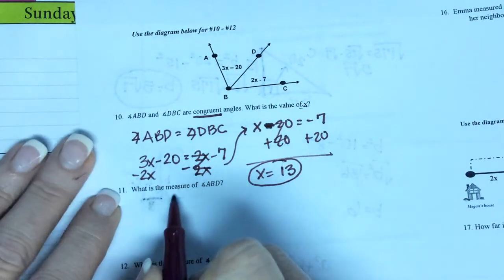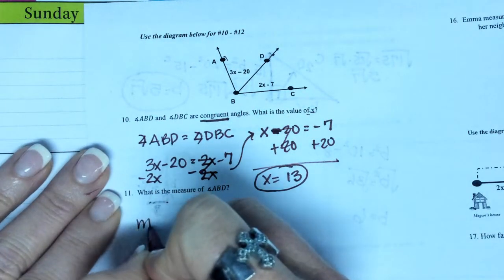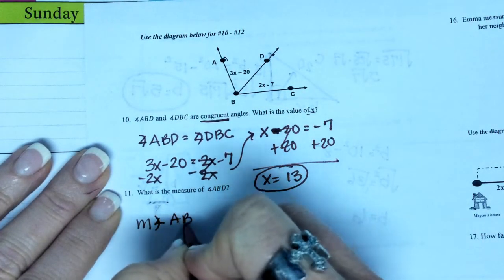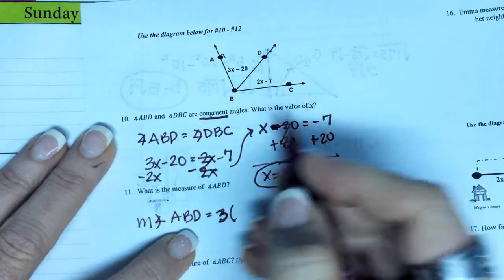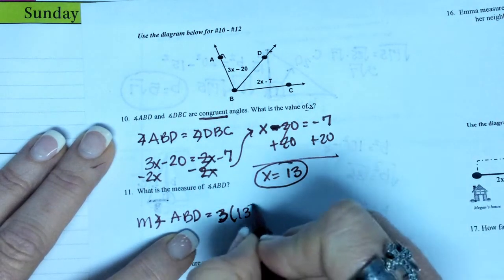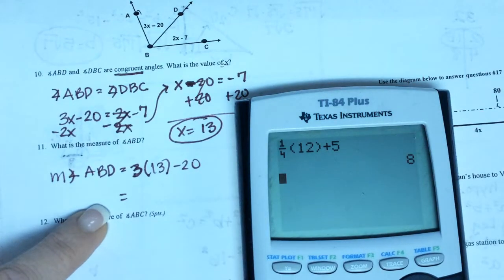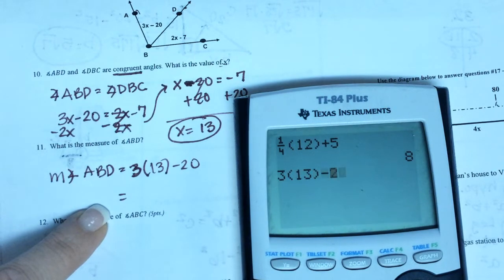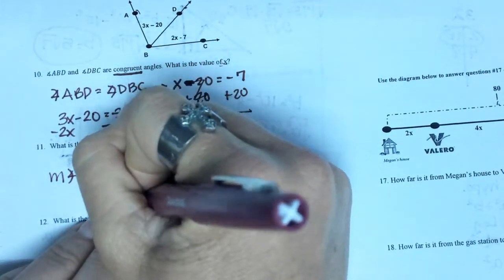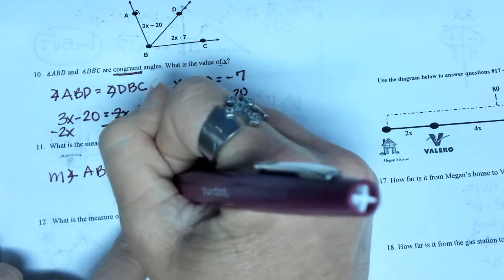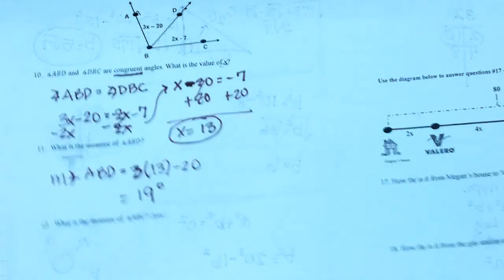So 11 says, what is the measure of ABD? So the measure of angle ABD equals, I'm going to take the 3 times my x value, which is 13, minus 20. So straight into my calculator here as I wrote it. So it shows me that it equals 19 degrees. And it has to be in degrees because it's talking about an angle measure.